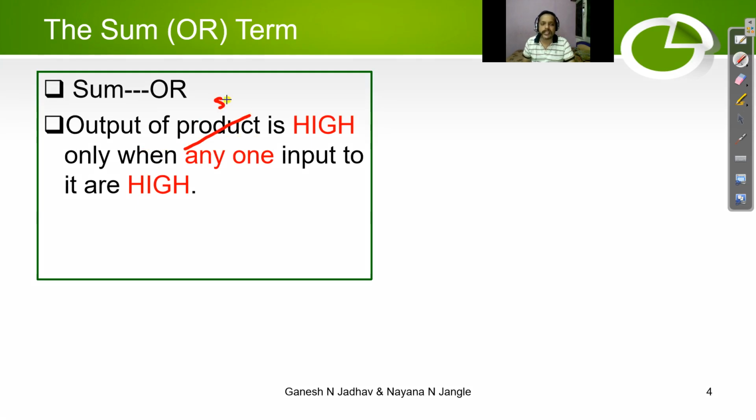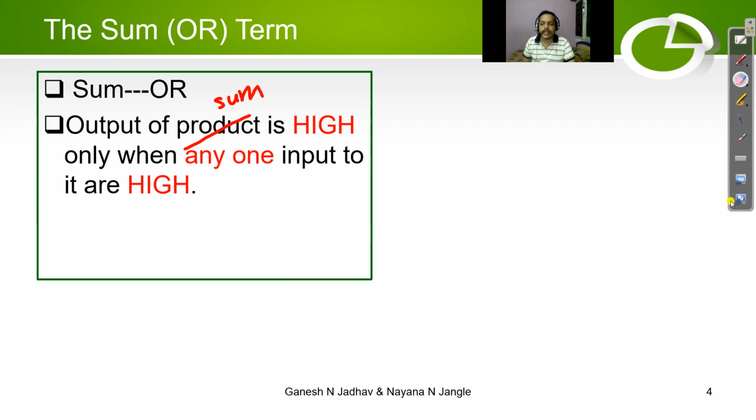The output of sum is high only when any one input is high. Suppose I have two inputs, A and B. If any input between these two is high, the output will be high. Such a gate is called the OR gate. This operation is called the ORing operation.